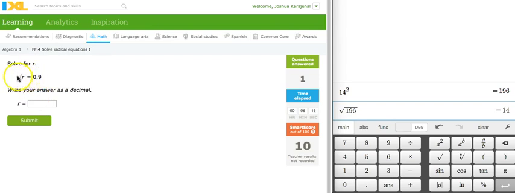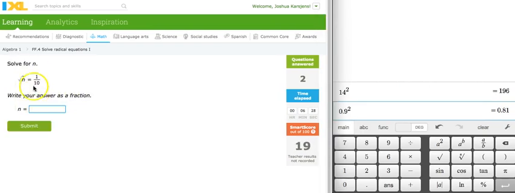Here we go. So again, how do you undo this square root? You square both sides. Here we go. 0.9 squared is 0.81. Here we go, 0.81. Hit it. Alright, let's keep going.